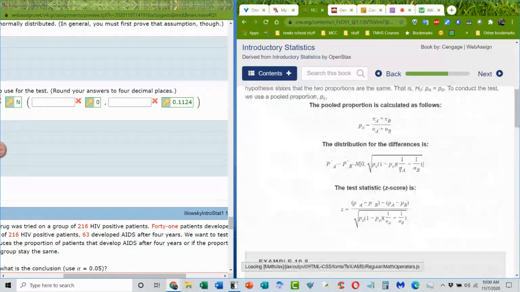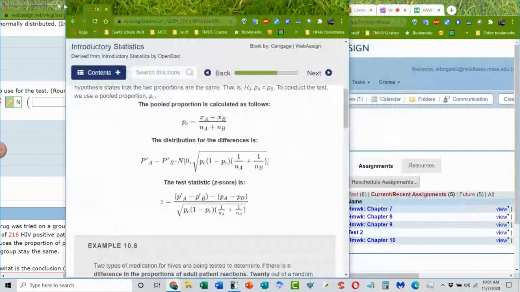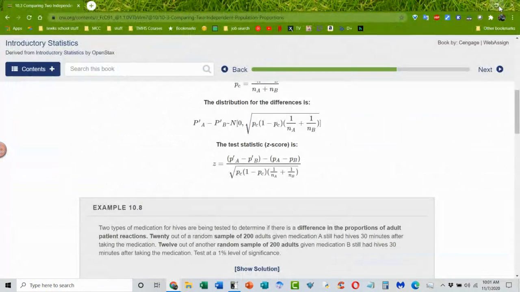Okay. So these are the values that we have to have. We have this P of C. So we have to combine these two proportions together.